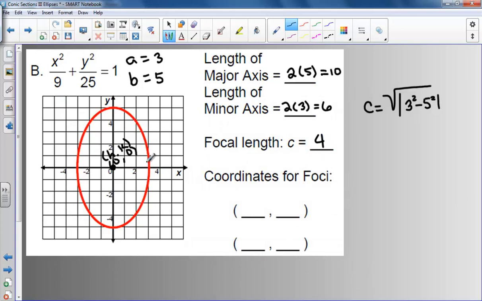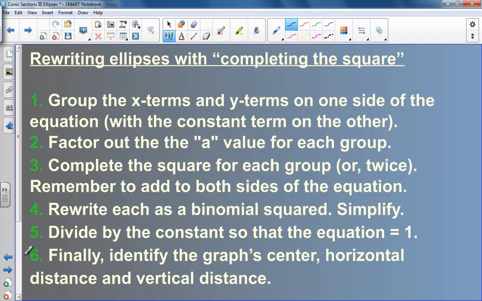So C is 4. So now this time I'm not changing H because my major axis is vertical, so my focus points are going to be on that major axis, somewhere right inside those vertex points. So my H value won't change. My K value, I'm going to add C, and then I'm going to subtract C. So I have a focus point right here, and a focus point right here. And again, you can graph this. You can find those points using analyze graph, analyze conics as well.